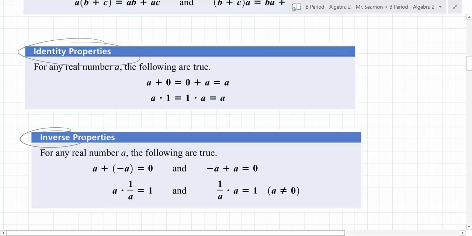Inverse. Additive inverse: you add to it to get 0. The opposite of A is negative A, because when you add them together, you get 0. Multiplicative inverse is what you multiply by to get 1. So the multiplicative inverse of A is 1 over it, which in this case only is the same as the reciprocal.